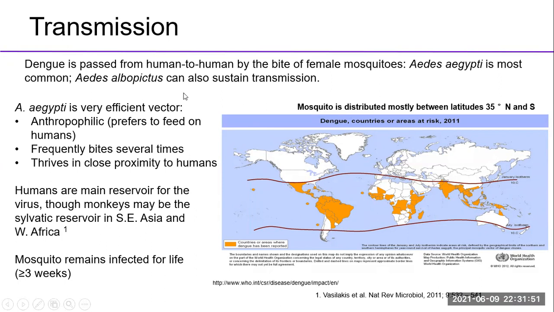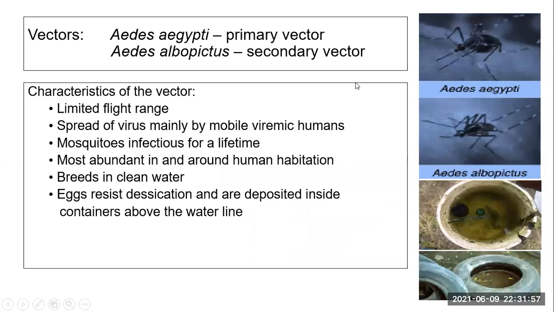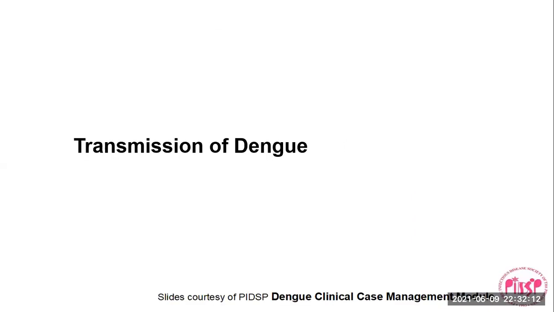Aedes aegypti is a very efficient vector because it prefers to feed on humans and it thrives in close proximity to humans. Aedes aegypti is considered to be the primary vector and Aedes albopictus is the secondary vector. Both of these have limited flight range. Therefore, the spread of the virus is mainly via mobile viremic humans.